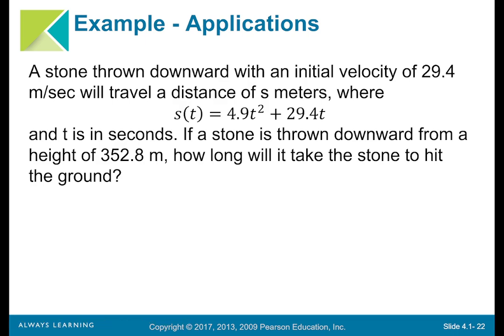Now we have just one more example. Here we're looking at a stone thrown downward with an initial velocity of 29.4, and the distance it travels is given by this function here. So if the stone is thrown downward from a height of 352.8, how long will it take the stone to hit the ground? Basically, we're thinking about how long until the stone has traveled 352.8 meters. Note that that's a distance, so we want to know how long it takes to go that distance. Essentially, we're setting our output equal to 352.8 and solving for t, our input.